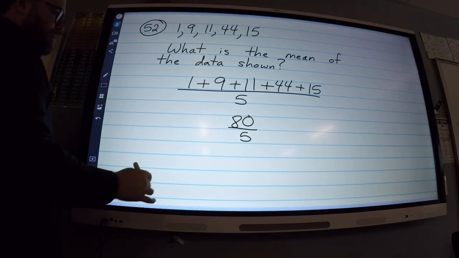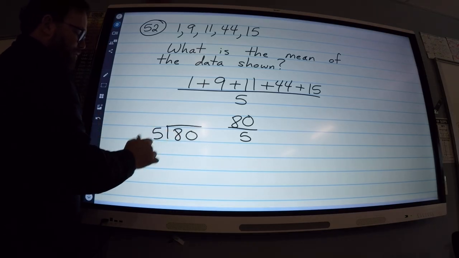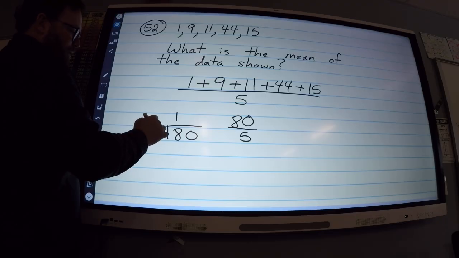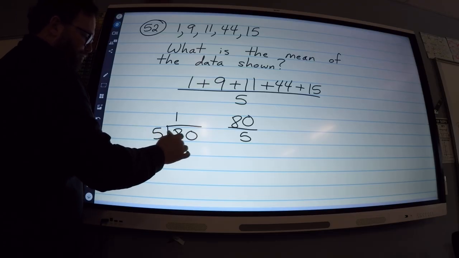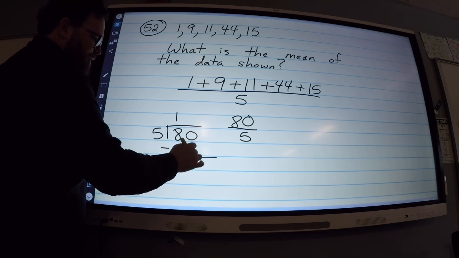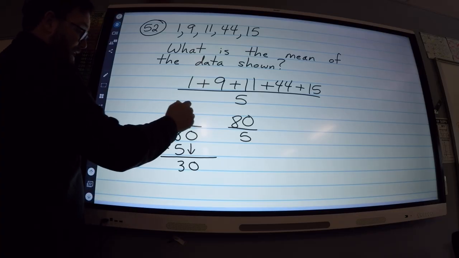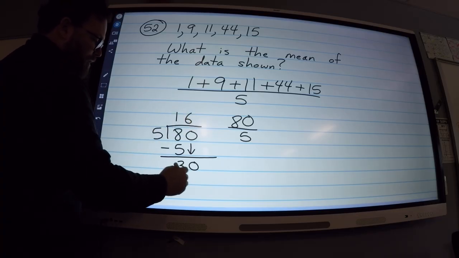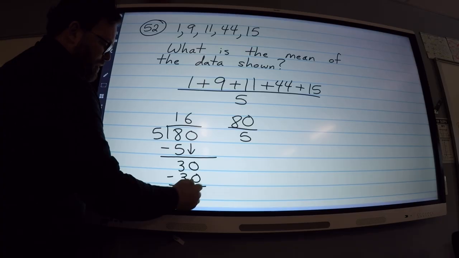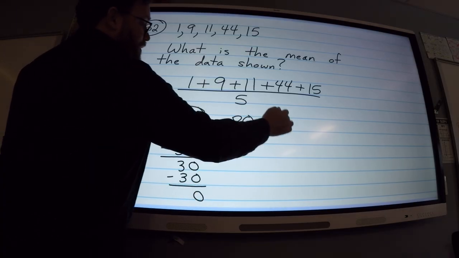All right, so let's do the long division on that. So 80 divided by 5. Well, 5 goes into 8 once. 5 times 1 is 5. 8 minus 5 is 3. Let's bring down the 0. How many times does 5 go into 30? Exactly 6 times. 6 times 5 is 30. So 30 minus 30 is 0, so no remainders. So our mean here is going to be 16.